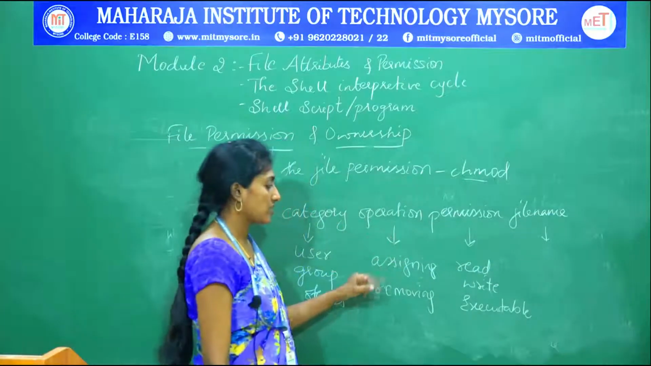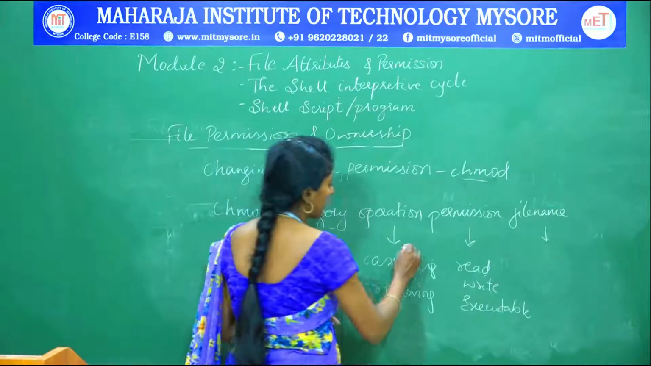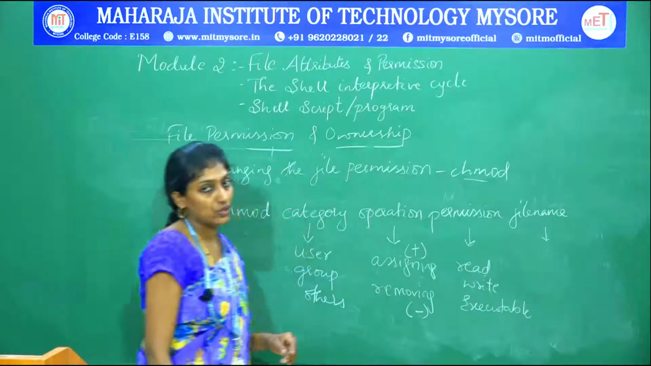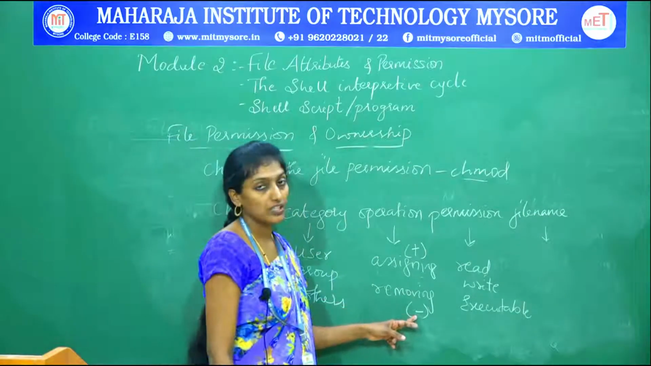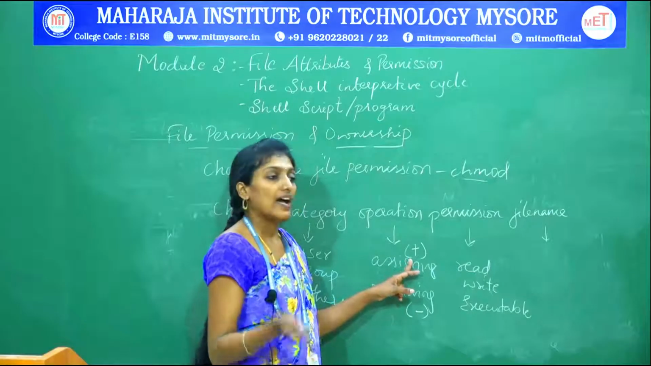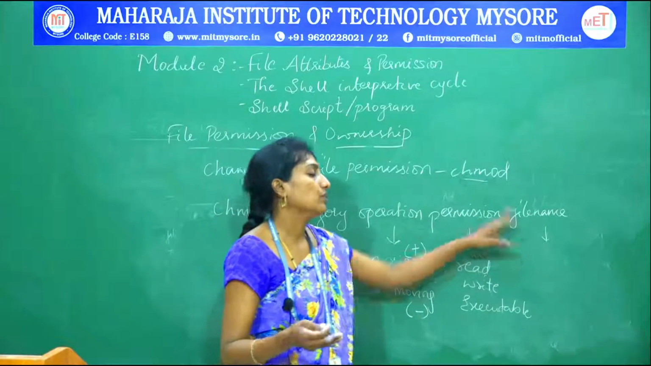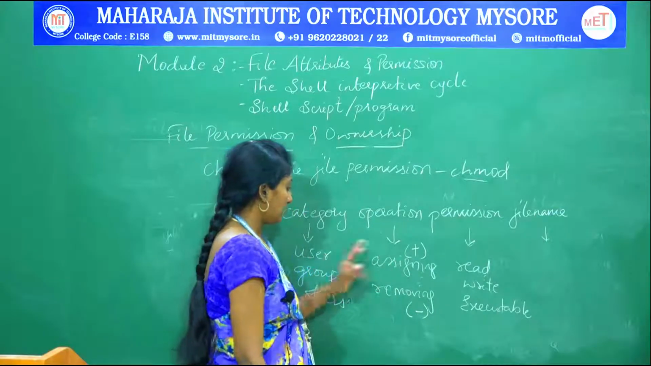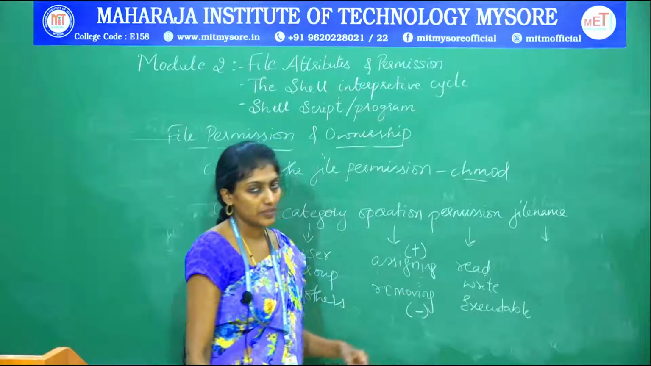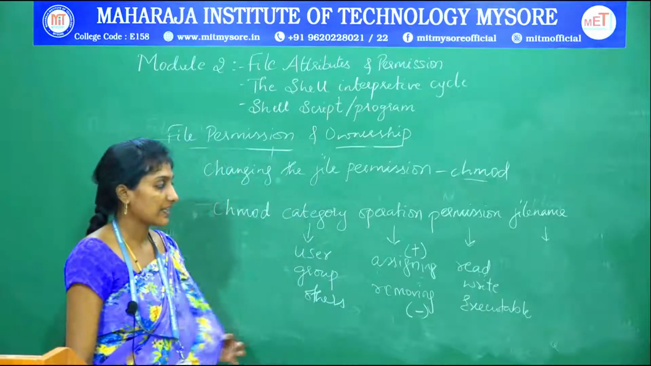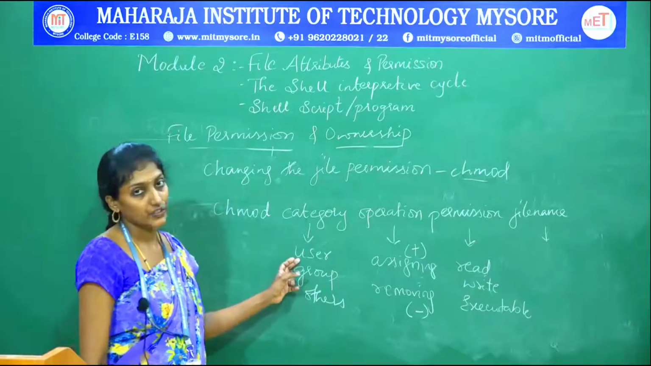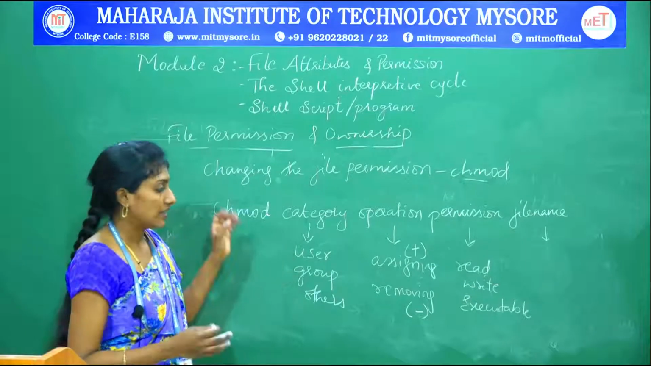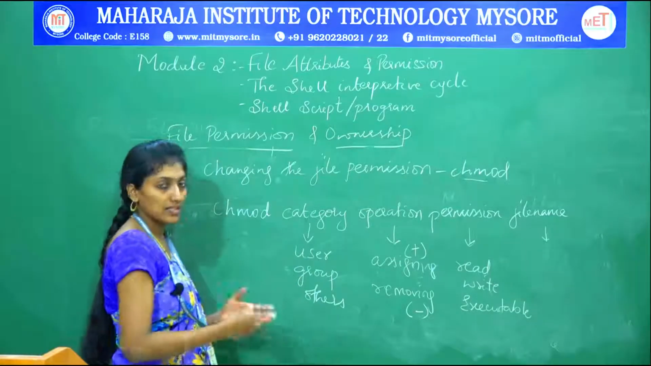If I consider this operation, how are you going to assign? For assigning, always you are going to use the plus operator. For removing, always you are going to use the hyphen operator. So the hyphen operator is used for removing the permission. Plus is for assigning the permission for that particular file which you have given. If you give plus rwx, this represents read, write and executable permission for that particular kind of user. We'll look into this more with an example in the next coming session.